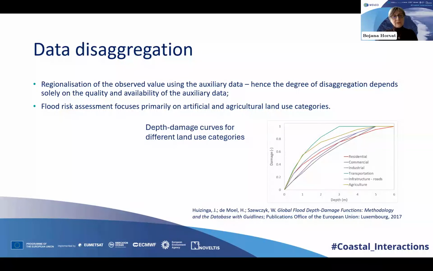After finishing the exposure analysis, we did the flood damage analysis, which means connecting these exposure results that we got with some monetary values via depth damage curves that are already available for the whole continent, for the EU countries.